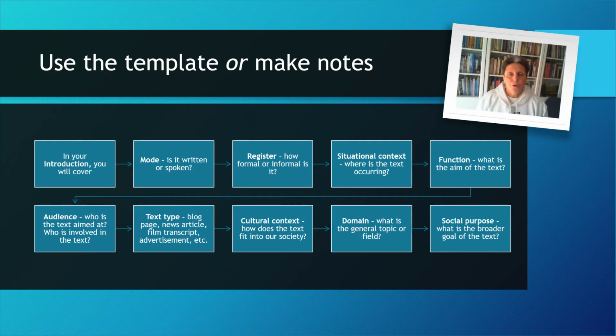Now remember, don't mix up function with social purpose. The function is the aim of the text. Is it to persuade, to inform? Okay, save the social purposes to talk about separately. The audience, who is the text aimed at? Who is involved in it? Is there a secondary audience? Who else will see it who aren't involved in this situation? Make sure that you're identifying all those different elements.